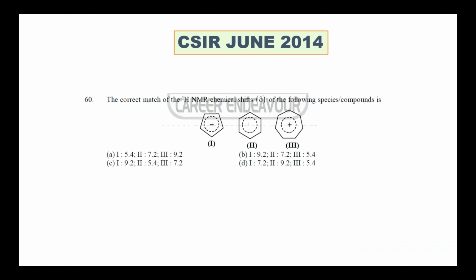June 2014 question. You have three kinds of system. So this is negatively charged, positively charged. Positive means de-shielded.